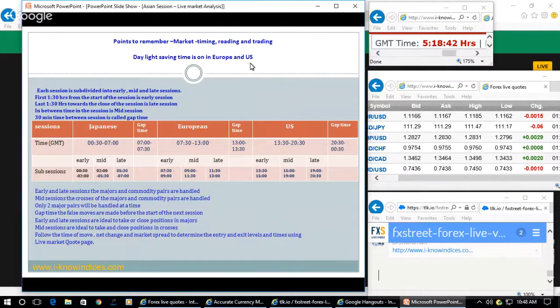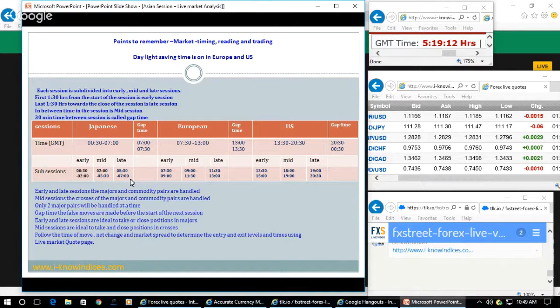So these are all the market timings. Those who want to make a note of it can look into that and also make a note of the time frame. The market is divided into 3 sessions: the Japanese, European, and the US session. It is a 24 hour market. That is why we follow it using the GMT time frame. And each session is subdivided into early, mid, and late sessions.